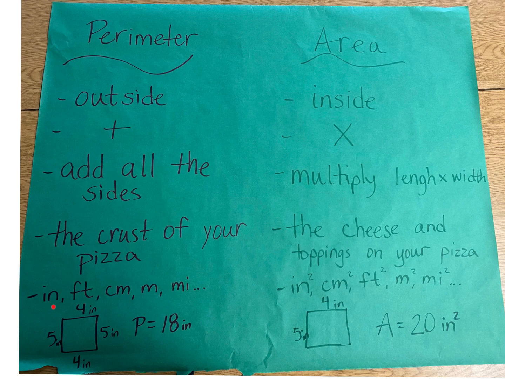Perimeter is always done in inches, feet, centimeters, meters, miles, just plain units. It's a linear measurement. It's a line that you're measuring. And then I have an example down here. I've got this 5x4 rectangle. To find the perimeter, I have to do 5 plus 5 and 4 plus 4, and that equals 18 inches. I am just measuring the outside line to find that perimeter, and that's all I have.